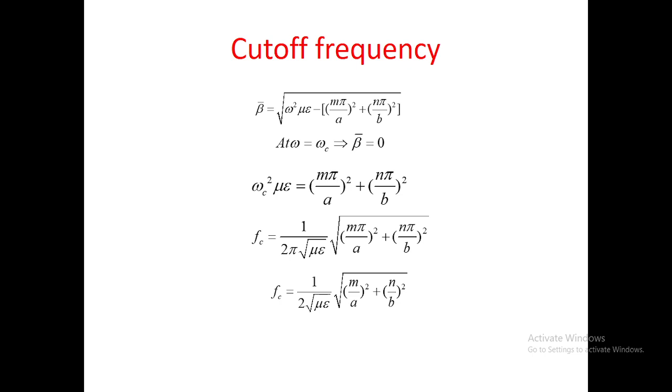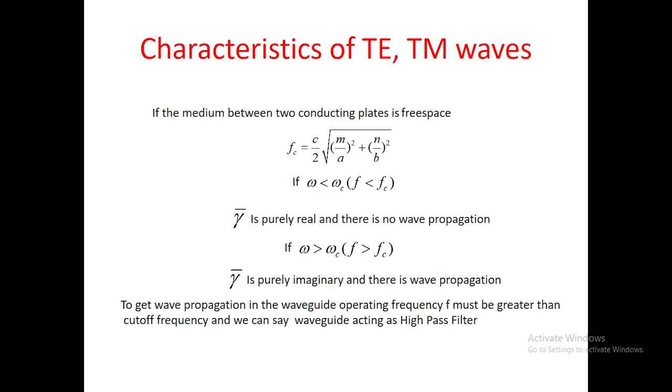So from this, the final cutoff frequency equation for a rectangular waveguide is 1 by 2 square root of mu epsilon into square root of (m by a) whole square plus (n by b) whole square. Suppose the medium inside the waveguide is free space, then the cutoff frequency equals c by 2 square root of (m by a) whole square plus (n by b) whole square.